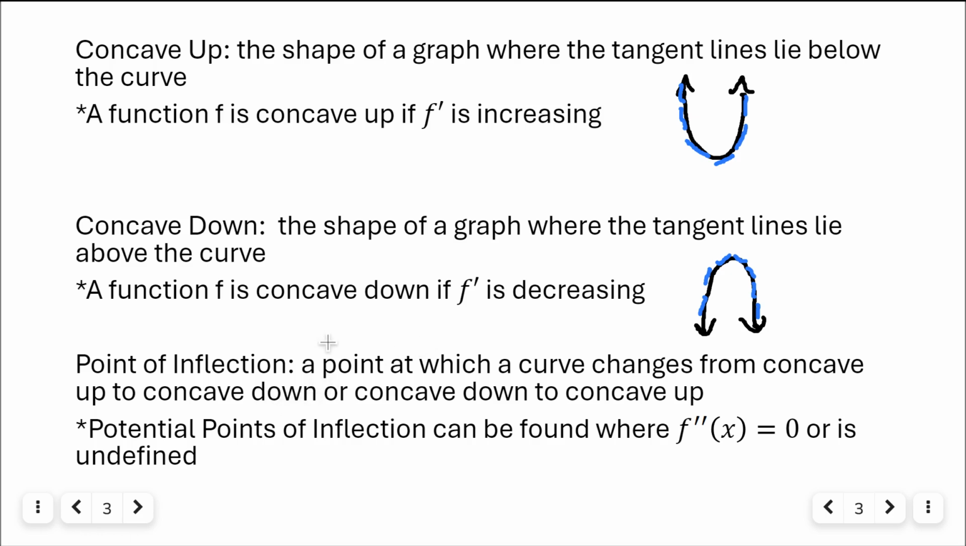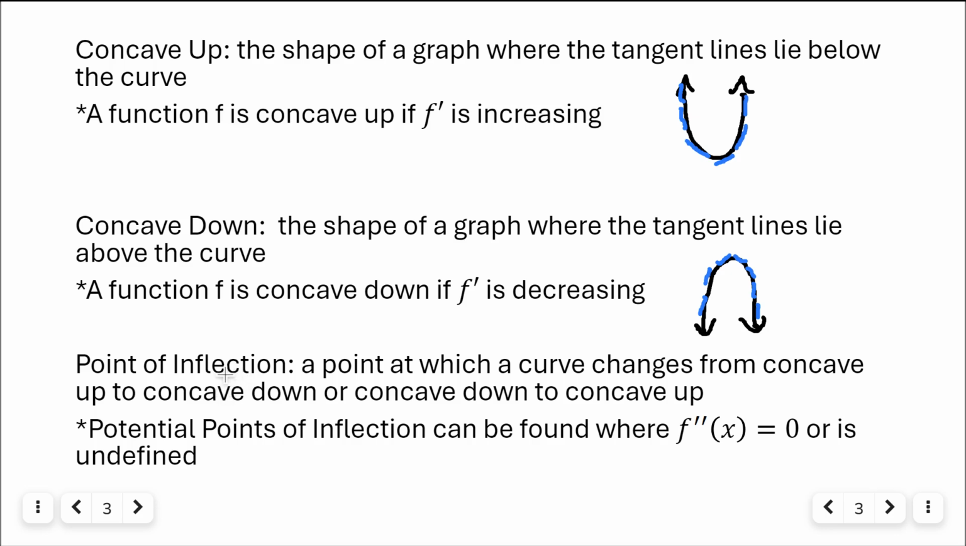It doesn't matter. We don't distinguish points of inflection like we do relative mins and relative maxes, okay? Because relative min, the graph is decreasing, then it's increasing. Relative max, it's increasing, then it's decreasing. Points of inflection, or PIs, are just points where the curve changes concavity, from down to up or up to down. I don't care. Doesn't matter.